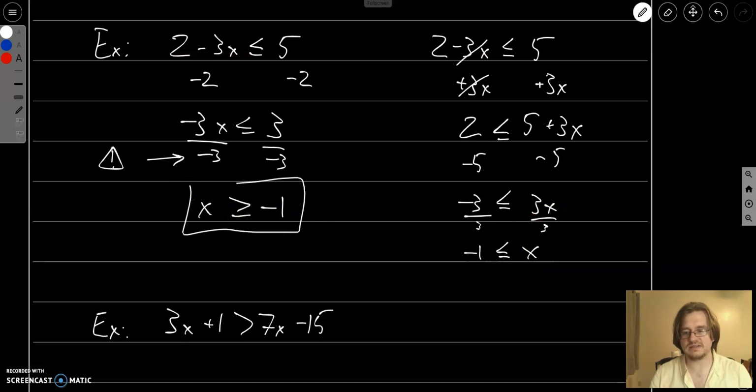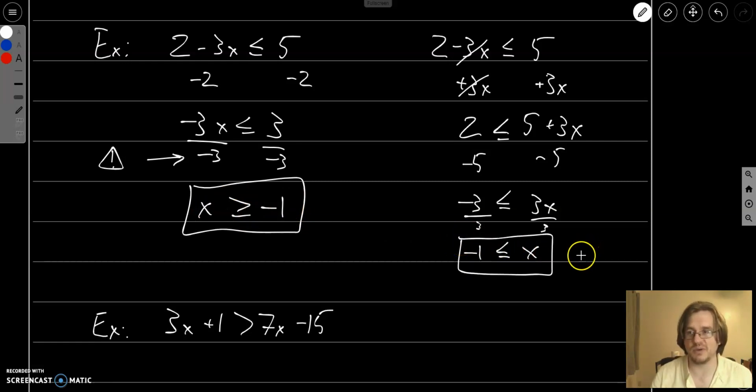And when we look at this, x has to be greater than or equal to negative 1. We got the same answer in both ways. The entire inequality is just flipped over. The x is on the left, and it's bigger than this. Here, the x is on the right, and it's bigger than this.